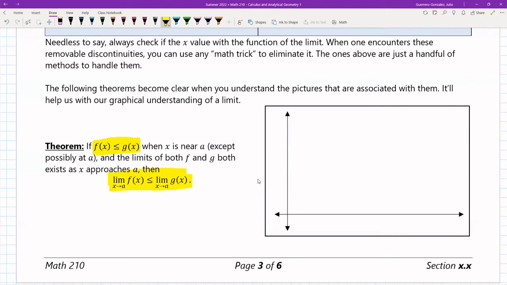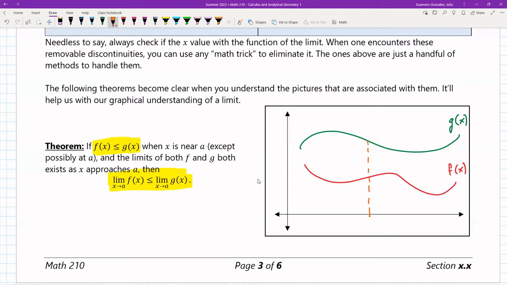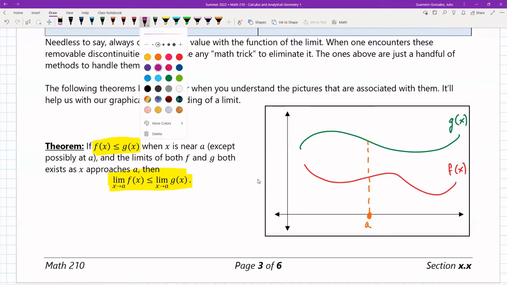As I said, I like pictures. So let's go ahead and show you the pictures for these. Suppose you had two functions. Here's a top function and here's a bottom function. The top function is our g of x, and our bottom function is f of x. Suppose we want to approach a value x equals a. Then those limits must also follow suit.